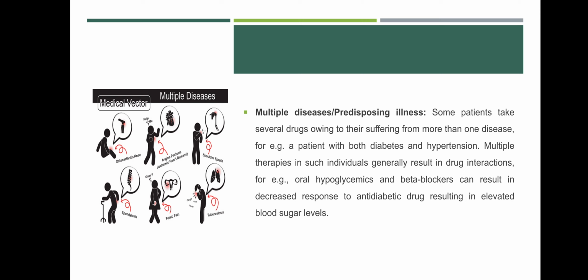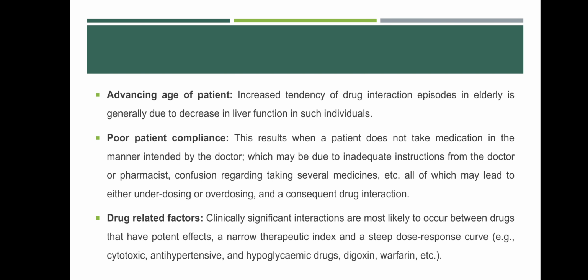In this, many patients will be taking several drugs because of more than one disease. They are taking so many medications. For this we'll take an example of a diabetic patient with hypertension. Multiple therapies will be given to them, which may result in drug interactions between the oral hypoglycemics and the beta blockers, which may result in a decreased response to the antidiabetic drug, thus causing an elevation in the blood sugar levels.